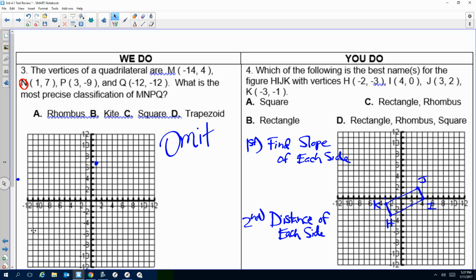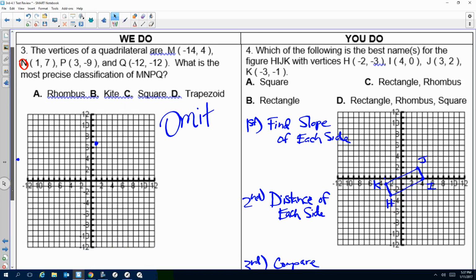So same kind of thing. We've got to do slopes. We've got to do distance. The same process that we did on 1, 2. So I always start off graphing your points. Okay, I've graphed and labeled. Don't forget your letters that they give you to represent the point.